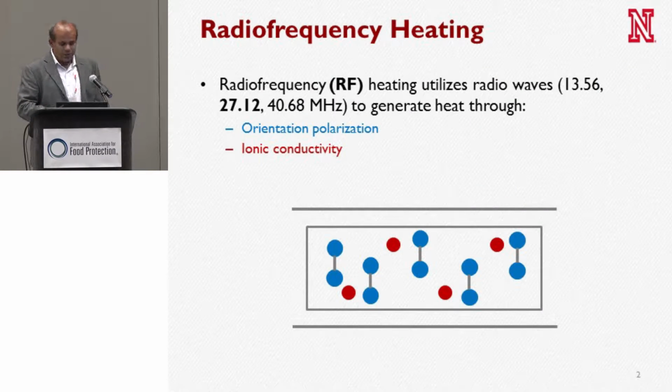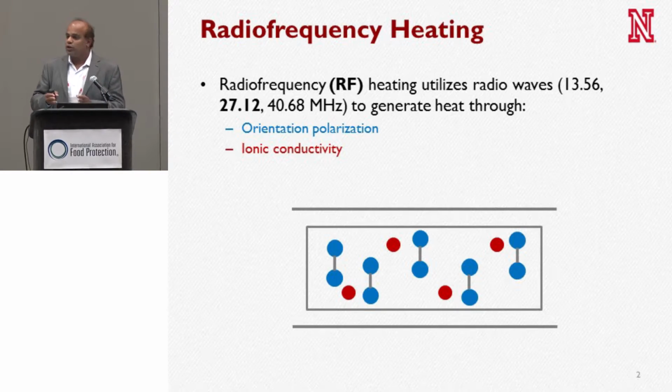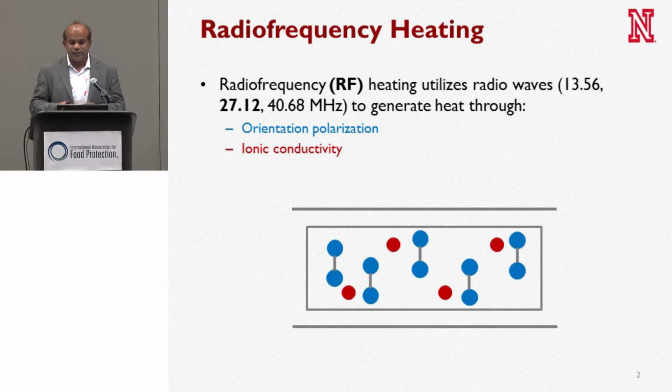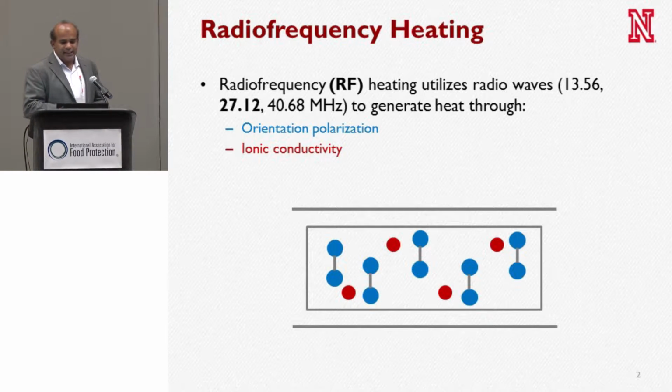Today I'll talk about radio frequency processing. First, let me introduce what that is. It is an electromagnetic dielectric heating. Typically, you use around 27 megahertz, and it generates heat primarily by ionic conductivity and bipolar orientation.